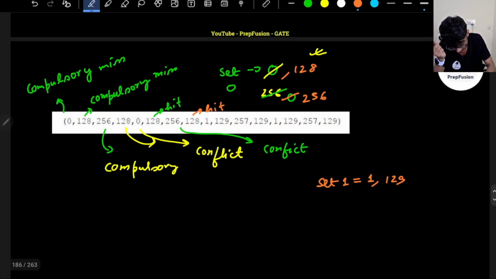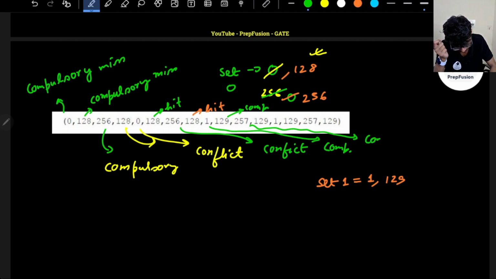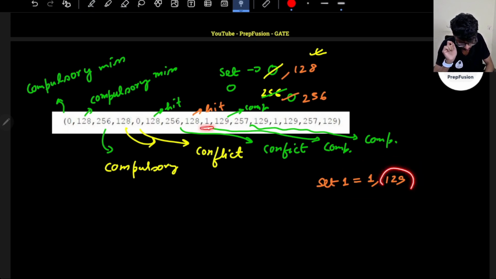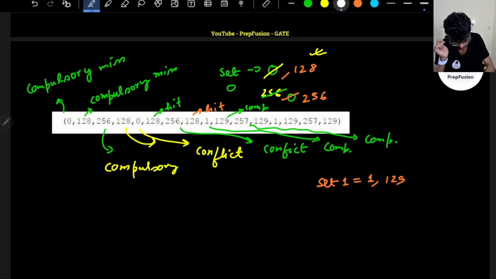So in set 1 I have a compulsory miss. Why? All these were initial calls, so these are all compulsory misses. This 129 is also a compulsory miss, and this 257 is also a compulsory miss. This is not a conflict miss because I have not called this before. Now which one will I replace here? Out of these two I will replace 1, because I had just called 129 and I want to place 257. 1 is the least recently used, so I will replace 1 with 257.